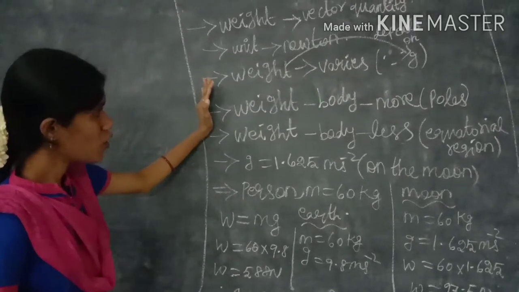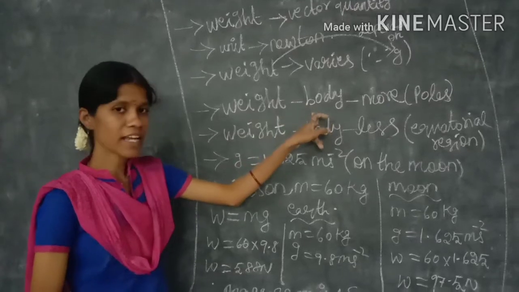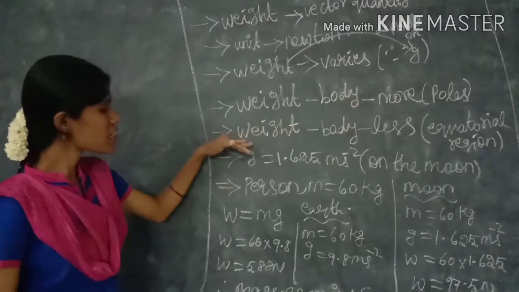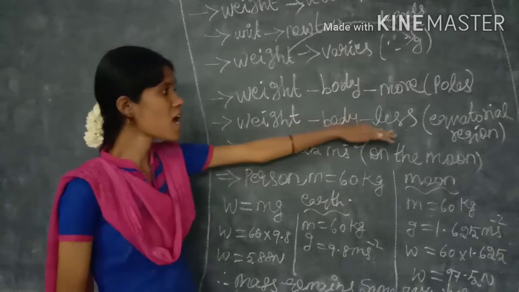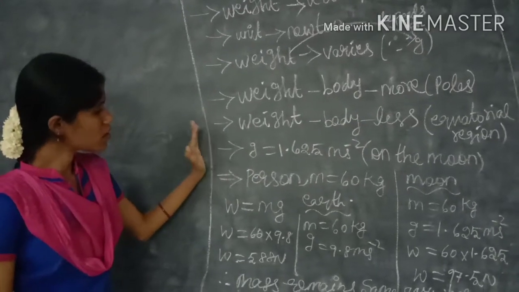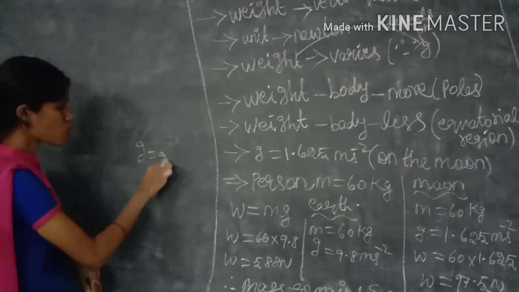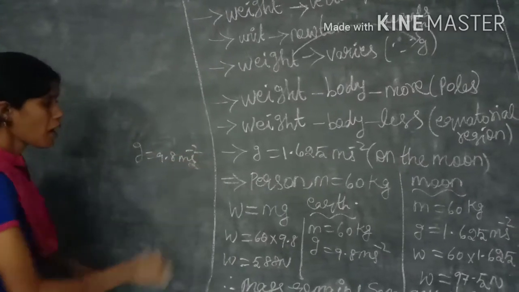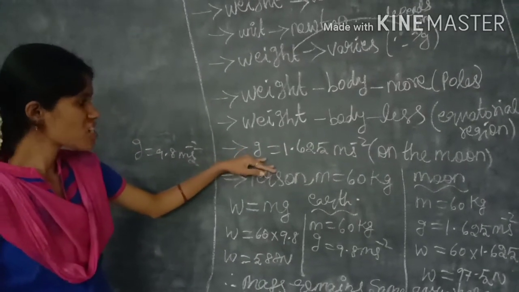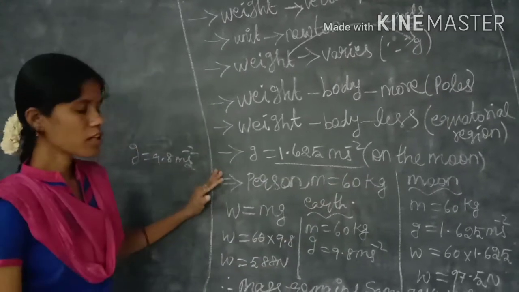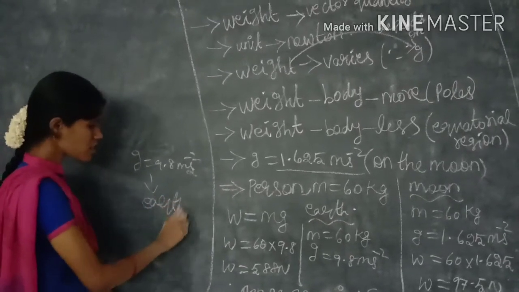Weight depends on small g, so it varies from place to place. The weight of a body is more at the polar region, that means high. Whereas in the equatorial region the weight of the body or any object is less. The acceleration due to gravity on the surface of the earth is g equal to 9.8 meters second power minus 2, but on the surface of the moon it changes: g is equal to 1.625 meters second power minus 2. This is the case of the earth and this is the case of the moon.